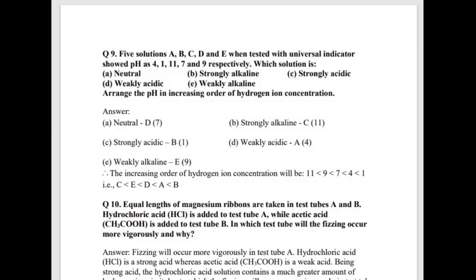And we have to arrange the solutions in increasing order of hydrogen ion concentration. So the increasing order of hydrogen ion concentration will be 11 less than 9 less than 7 less than 4 less than 1. That is, solution C is less than E, less than D, less than A and less than B. Right? This will be the increasing order of hydrogen ion concentration.